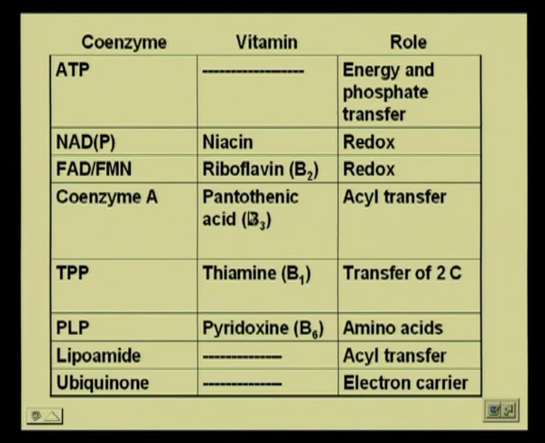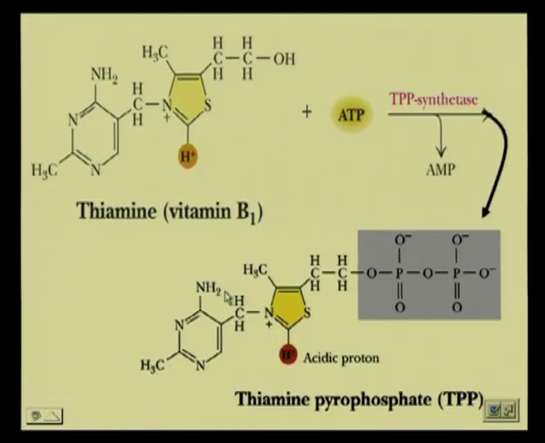It is formed from pantothenic acid and is involved in acyl transfer. Then we have thiamine, which we just started off yesterday, then pyridoxine, which is involved in amino acid isomerization.